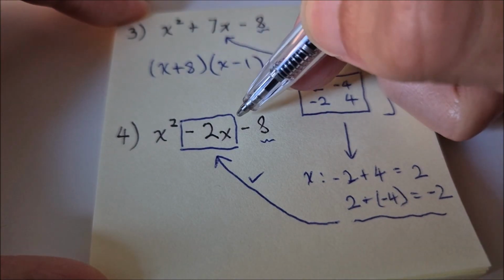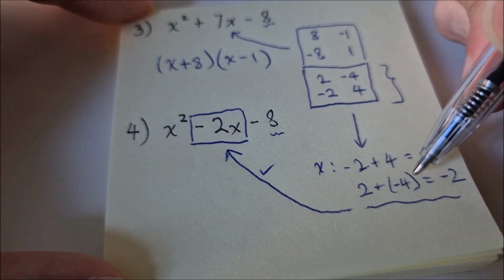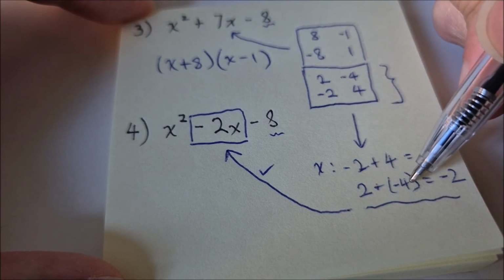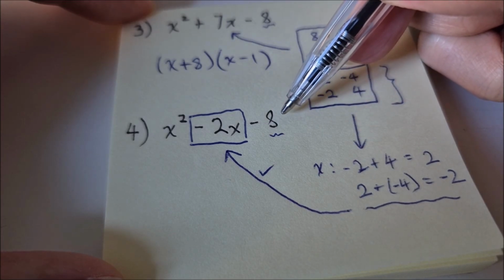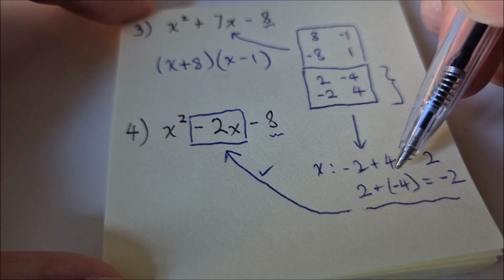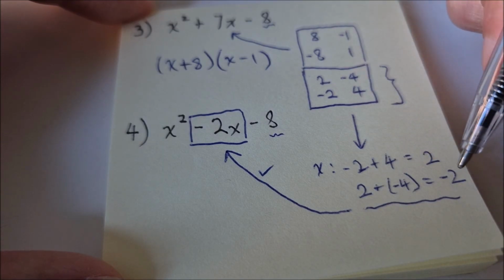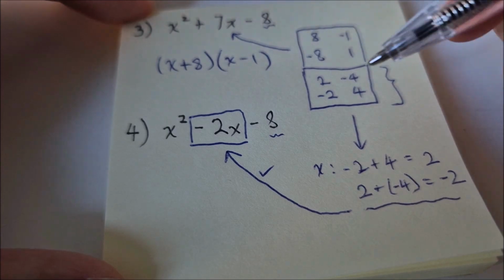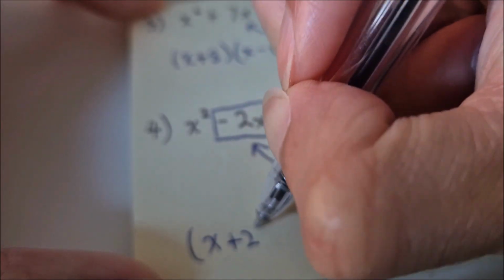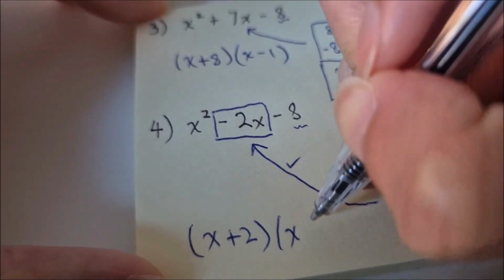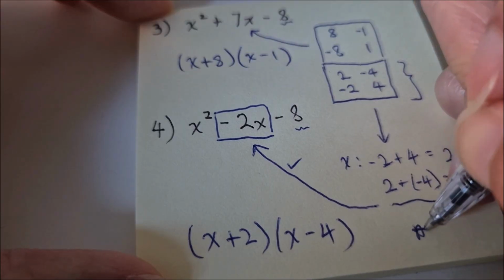Then we know that the numbers must be 2 and negative 4. 2 and negative 4, they multiply to get negative 8 as well. And 2 and negative 4 also add to get negative 2. So we have x plus 2 and x minus 4, and that's done.